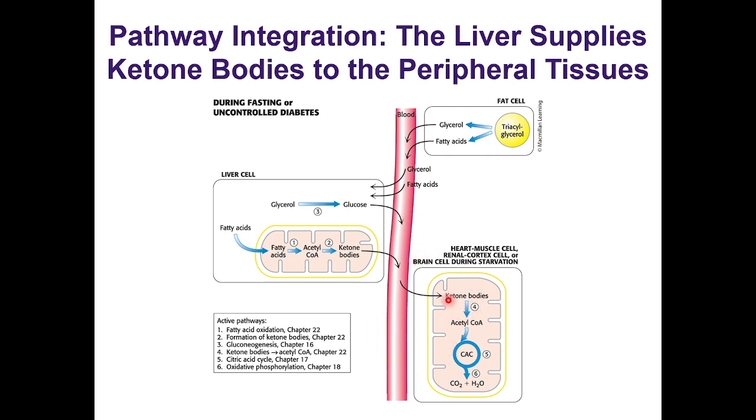These are going to go to the parts that need it, such as heart muscle cells, renal cortex cells, brain cells, usually during starvation, but you can actually trick your body into doing starvation if you go on a ketogenic diet. Okay? Ketogenic diet is basically starvation without being starved.